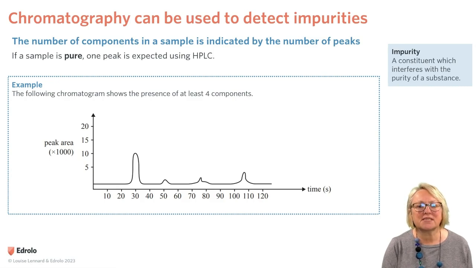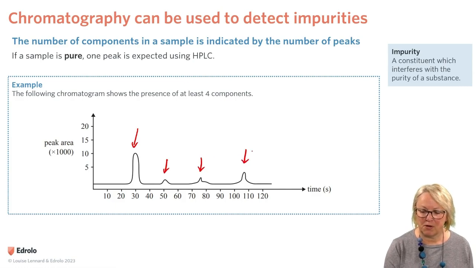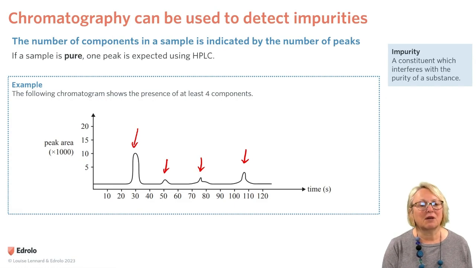An impurity is a constituent which interferes with the purity of a substance when there's nothing else present apart from its solvent. So if a sample is pure, we would expect to have just one peak using HPLC. So this chromatogram shows the presence of 1, 2, 3, 4 components. So this substance would not be pure. We would expect to have a single peak for a pure substance.